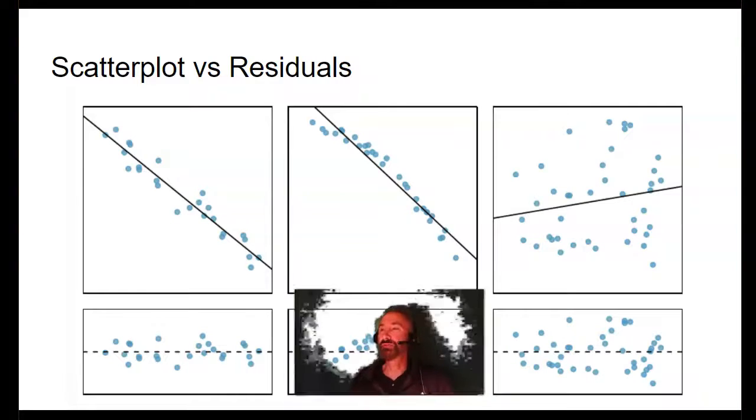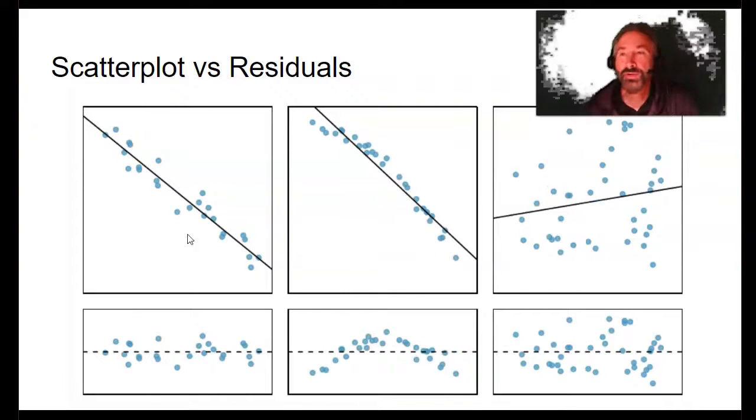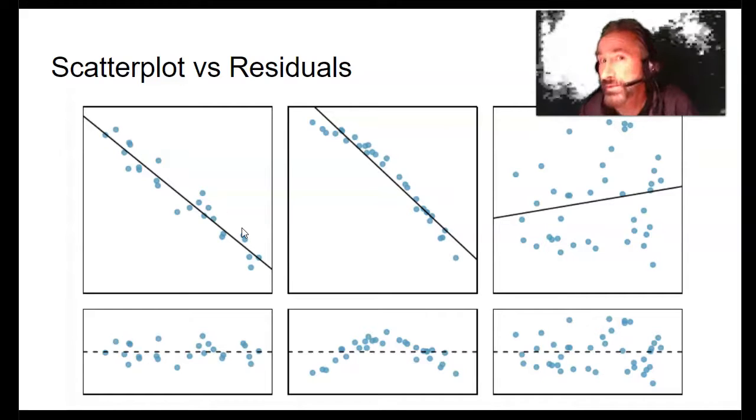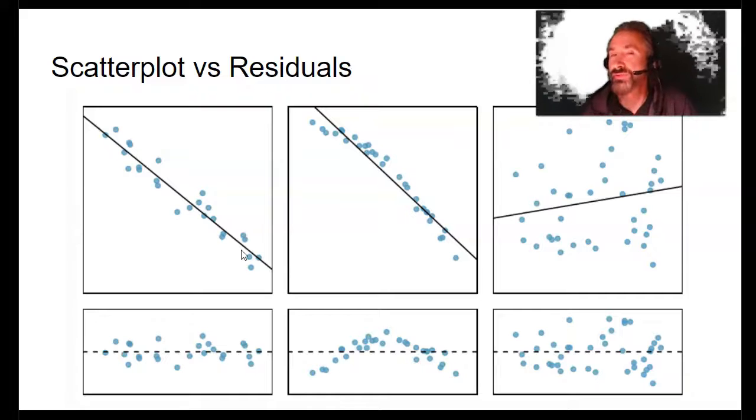Okay, so check this out. Over here on the left, we have a scatter plot, and then we have the residual plot that goes with it. Here we have a scatter plot, and then the residual plot that goes with it. And here we have a scatter plot and the residual plot that goes with it. These are kind of interesting. In the first example, the scatter plot itself looks like maybe a linear model is appropriate. When we go to do the residual plot, it confirms our suspicion.